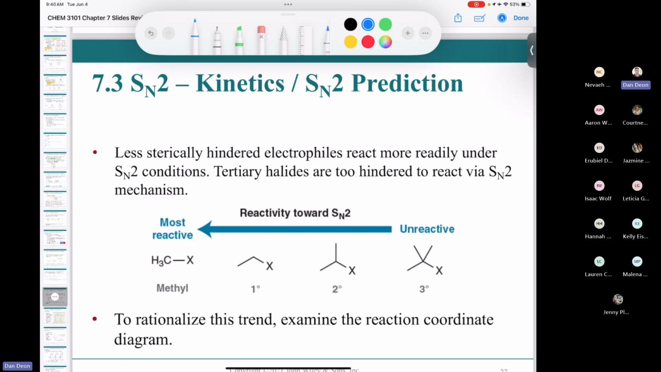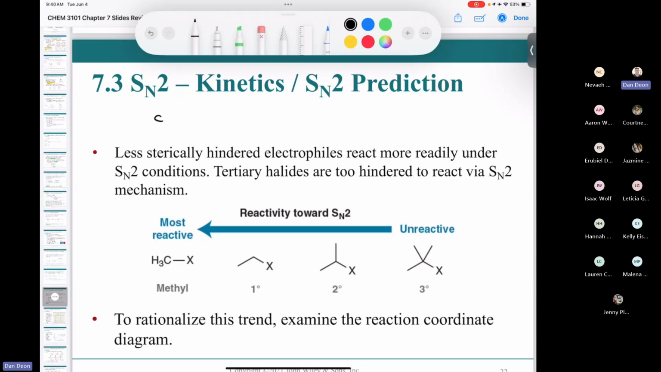Tertiary alkyl halides are too hindered to react via an SN2 mechanism. Now, why would that be? We see that methyl halides and primary alkyl halides are the most reactive. Tertiary alkyl halides don't work at all, really. They're completely unreactive. And SN2 on a secondary, that actually doesn't work all that well, okay? Well, let's think about that.